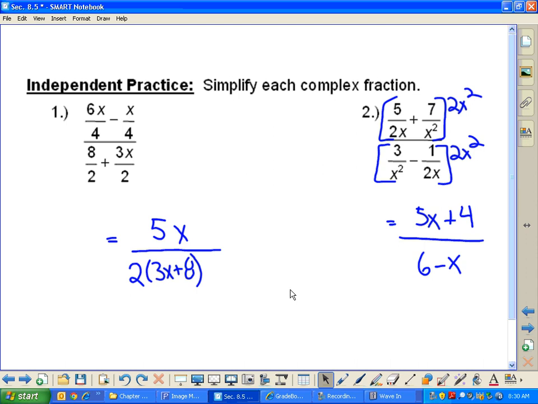On Thursday, we're going to do a little bit of in-class practice with a worksheet, maybe some marker board work. And then on Friday, we're going to do a cumulative practice of adding and subtracting rational expressions and simplifying complex fractions as well. All right, that concludes our notes for section 8.5.